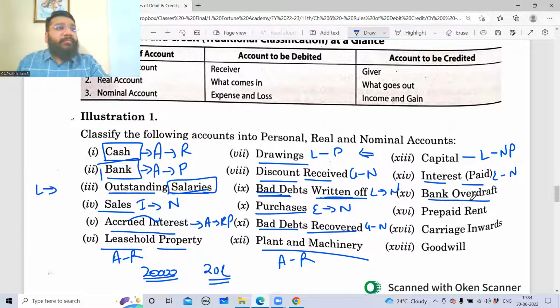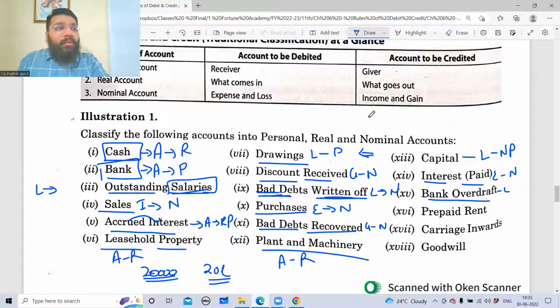Bank overdraft. Now, what is bank overdraft? What is savings account? What is current account? What is fixed deposit account? I'll be discussing this in detail in the bank reconciliation statement chapter. As of now, just remember, bank overdraft is a liability. Overdraft means over withdrawn. You are withdrawing the money from the bank more than what you have.